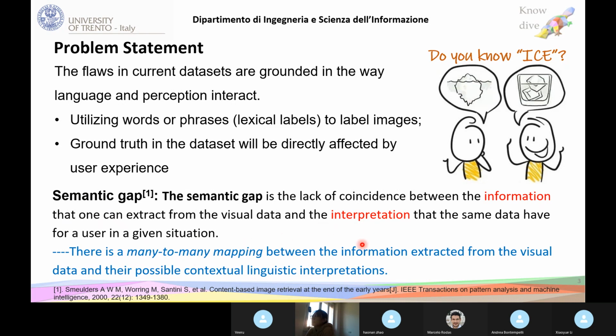The semantic gap is actually a consequence of the fact that linguistic descriptions of an image are subjective and context dependent. This is an interesting example: different objects, icebergs and ice cubes, are both regarded as ice.